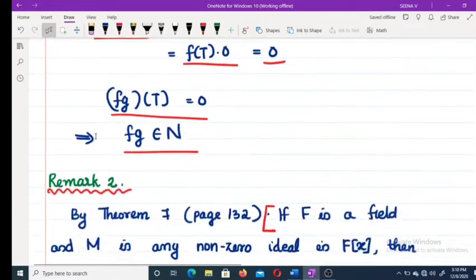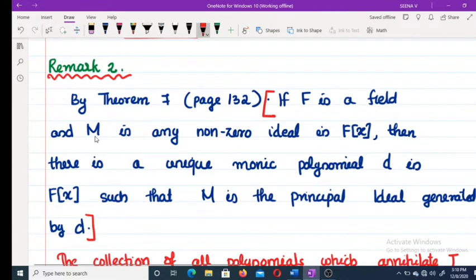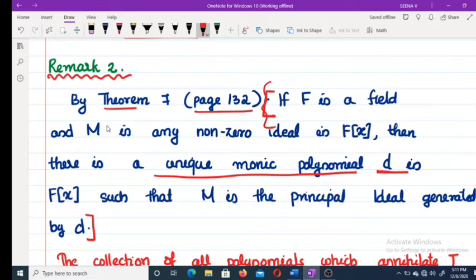Now we have one result, theorem 7.13.2. The statement is: if F is a field and M is any non-zero ideal in F[x], then there exists a unique monic polynomial d. d is not a constant; d is a unique monic polynomial. What is the meaning of monic polynomial? The coefficient of the highest power is 1, that is, x^n plus a_{n-1} x^{n-1} plus etc. If the coefficient of the highest power is 1, such a polynomial is called a monic polynomial.